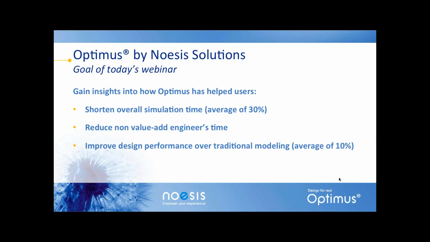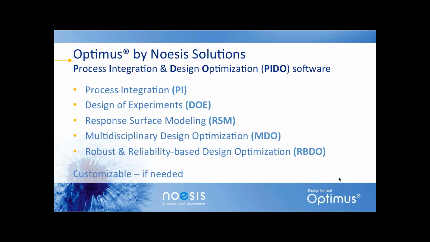Okay, so my introduction here on Optimus itself, what I'm hopefully going to show you is give you some insights into how you can reduce your overall simulation time, reduce the amount of time that the engineer is putting into non-value type work, but also improve the performance of your designs. To enable you to do that, Optimus actually possesses a number of different capabilities which can be used either independently or in a combination. And in addition to that, there's customization that's possible if necessary.